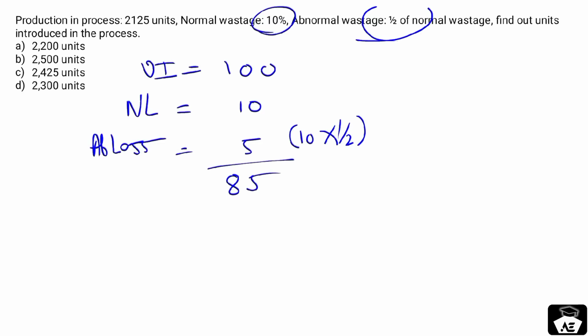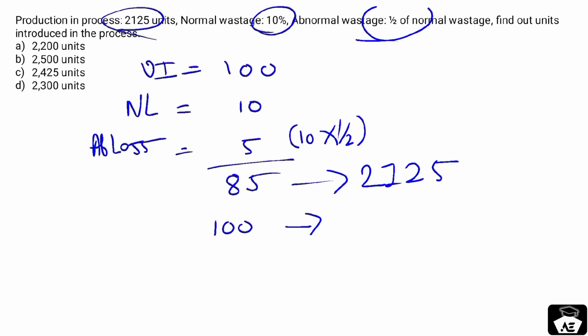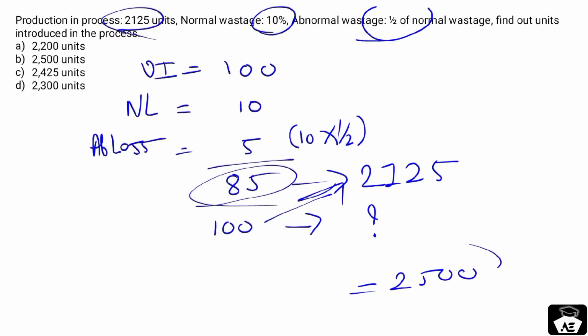Now you have the actual production, that is 2,125. So again you have to put a simple formula on 85. You have 2,125 units, and what will be the units introduced at 100? So the simple way is to calculate this way and divide with this. You will get your value 2,500 units. So your correct answer is 2,500 units. Moving to next one.